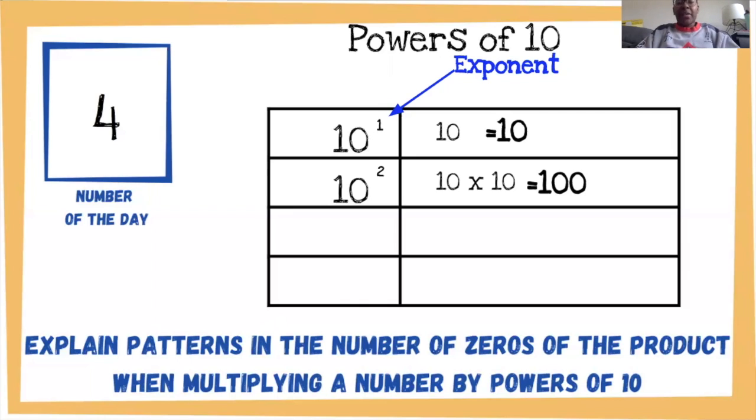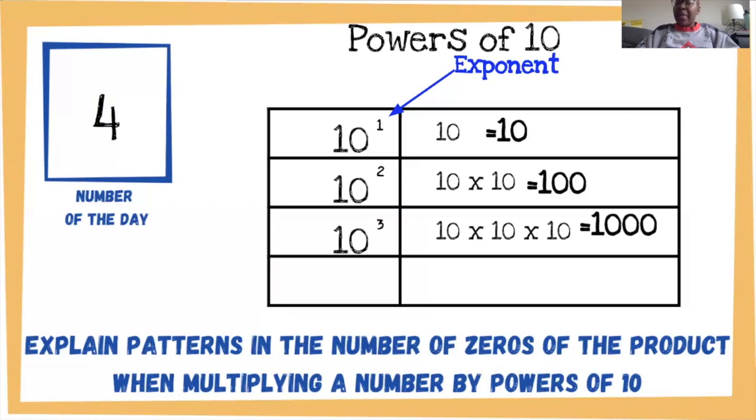Let's look at one more together. If I have 10 to the power of 3, or 10 with an exponent of 3, what exactly does that mean? You got it. It means 10 times 10 times 10. Well, if I multiply 10 times 10, I get, that's right, I get 100. And if I multiply 100 times 10, what do I get then? You guessed it, I get 1,000. So 10 to the third power, or 10 with an exponent of 3, equals 1,000.